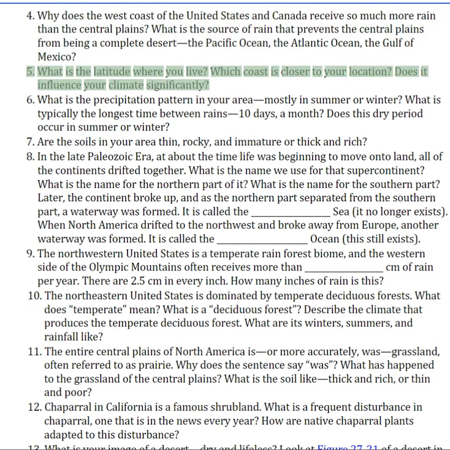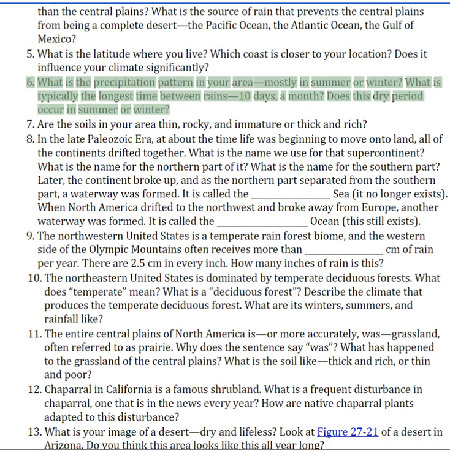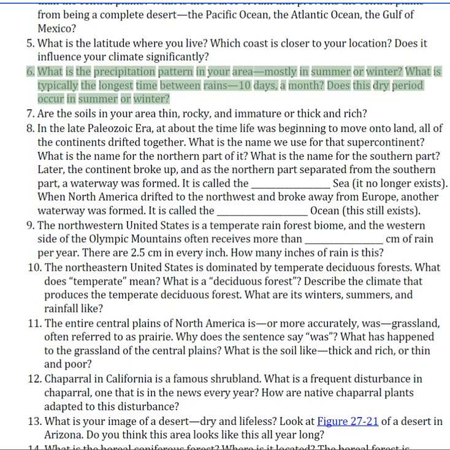5. What is the latitude where you live? Which coast is closer to your location? Does it influence your climate significantly? 6. What is the precipitation pattern in your area, mostly in summer or winter? What is typically the longest time between rains? 10 days, a month? Does this dry period occur in summer or winter?